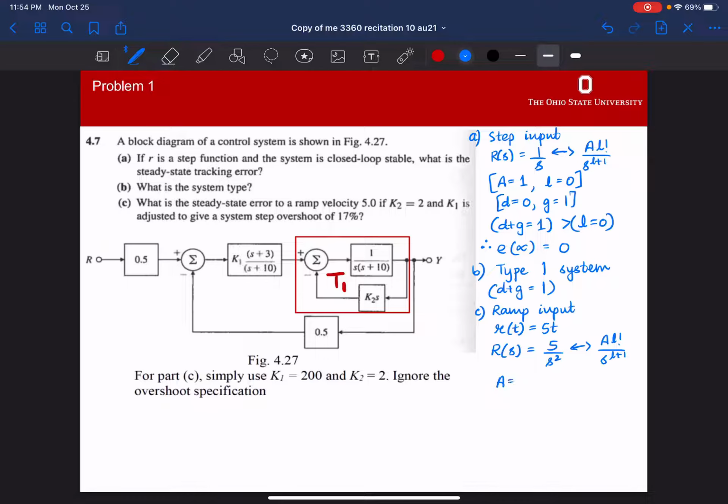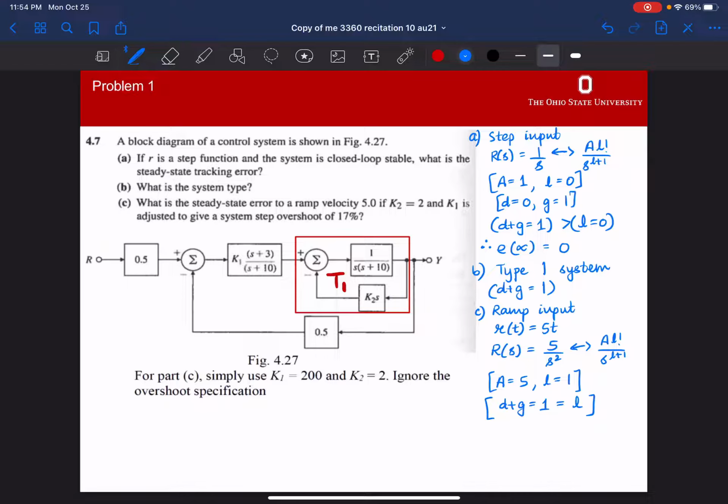And A is equal to 5 in this case, and L is equal to 1. So you can see that the value of A and L depends on our input, whereas the value of D and G depends on our system. That's something that you want to note and keep in mind, right? So in this particular case, we again have the value of d plus g as 1, but we are also seeing that the value of L here is also 1.